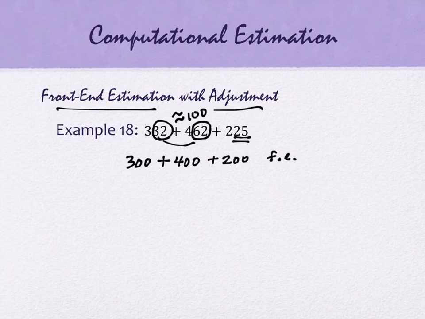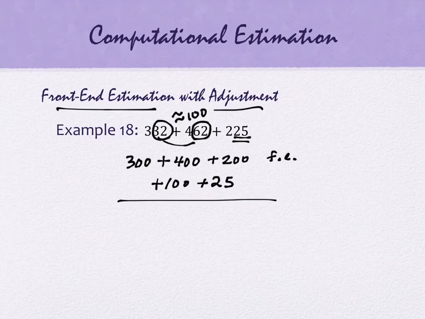So in addition to this 300, 400, 200, I'd have a 100, and then I'd have my 25. So these are the numerals now that I'm adding together. 300 plus 400 is 700, plus 200 is 900, plus 100 is 1,000. So we have 1,025. And it's an approximation, right? Those squiggly marks are a really nice way to remind yourself that I didn't find an exact value, I found an approximate value.